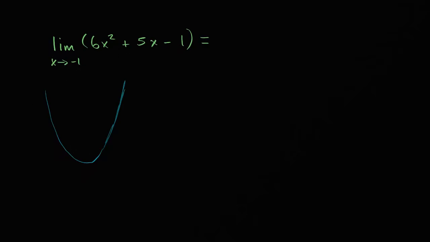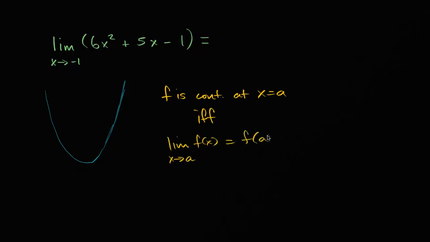So what am I saying? I'm just going to say it another way. We know that some function is continuous at some x value, at x equals a, if and only if the limit as x approaches a of f of x is equal to f of a.